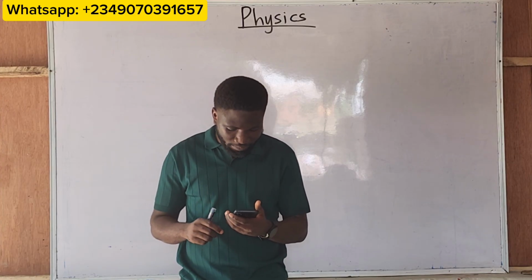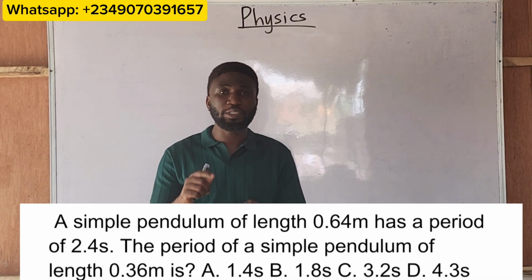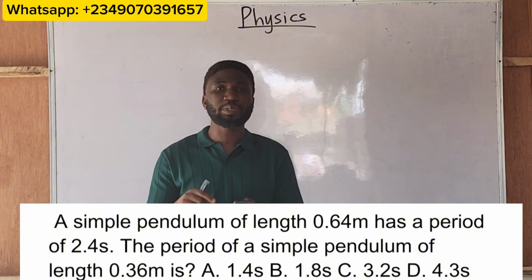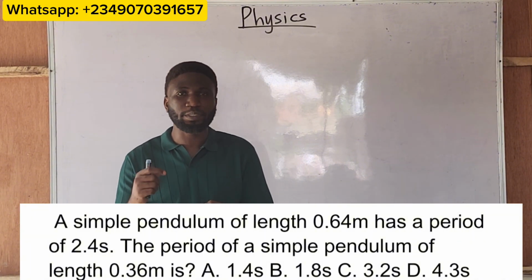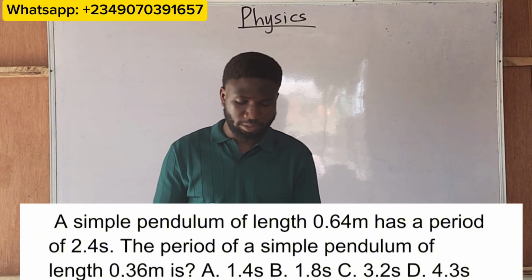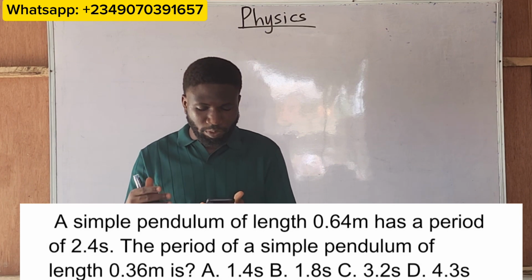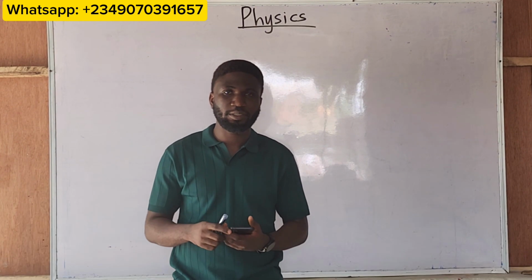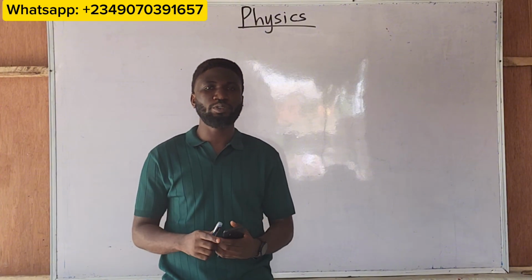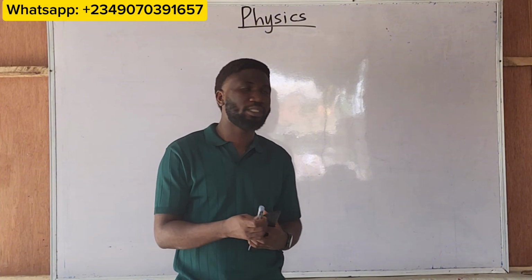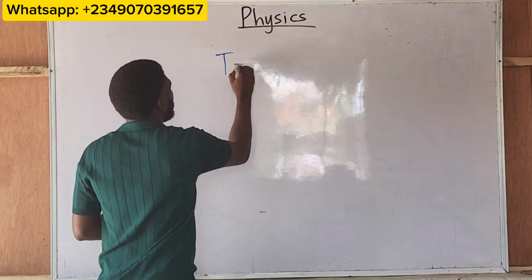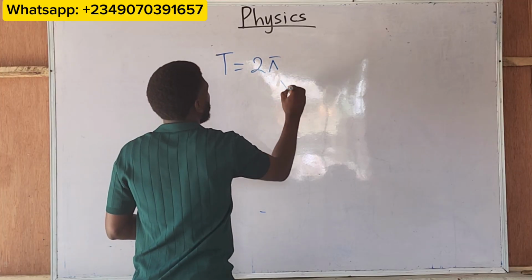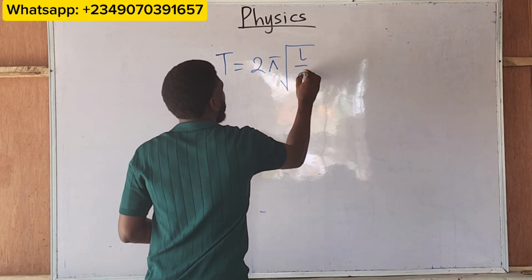It says that a simple pendulum of length 0.64 meters has a period of 2.4 seconds. The period of a simple pendulum of length 0.36 meter is dash. So for simple pendulum, you need to know this certain formula: T equals 2 pi root L over G.